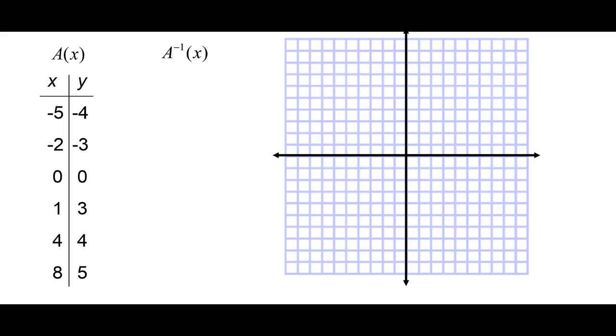So the original function, all I'm going to give you is this table of values. Where did it come from? Don't know. Doesn't matter. I'm not going to tell you. Let's just plot the points. So negative 5, negative 4. 1, 2, 3, 4, 5. 1, 2, 3, 4 is down there. Negative 2, negative 3 is there. 0, 0, we know where that is. That's there. 1, 3 is up there. 4, 4 is there. And then 8, 5 is there.